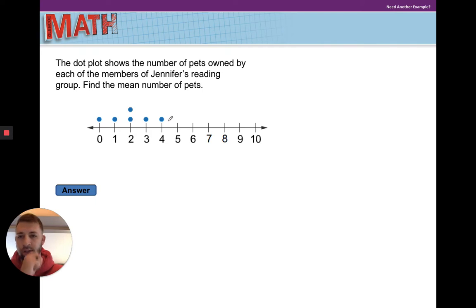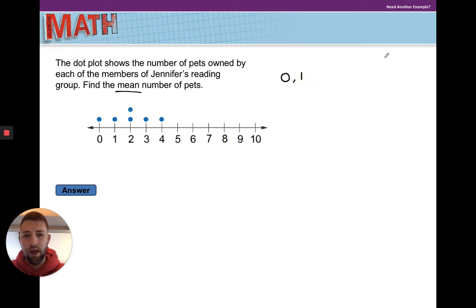Okay, so it says the dot plot shows the number of pets owned by each of the members of Jennifer's reading group. Find the mean number of pets. All right, so let's go ahead and list all the numbers so we know what we have here. I have 1 dot on my 0, so that means I have one 0. I have 1 dot on the number 1, so I have a 1.